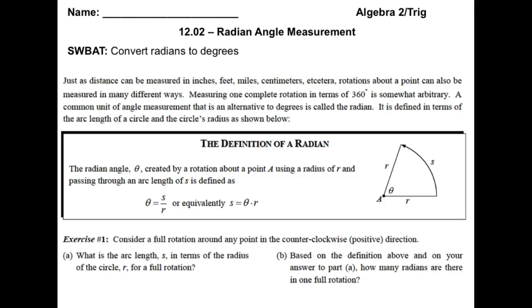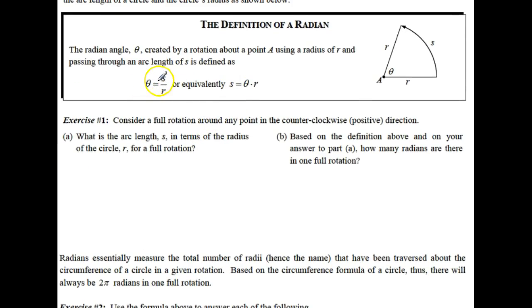A common unit for angle measurement in Algebra 2, an alternative to degrees, is something called a radian, which is basically the ratio of the arc length of a circle to the circle's radius, as shown in this diagram right here. The definition of a radian: the radian angle theta created by the rotation about a point using the radius r passing through the arc length s is defined as blank. So we have theta equals s over r, or s equals theta times r.